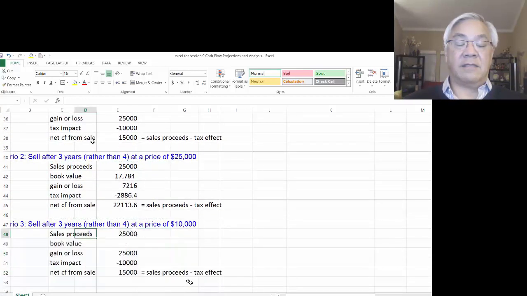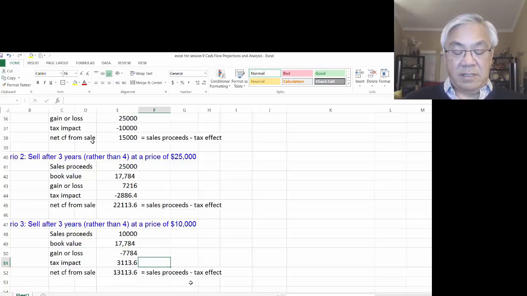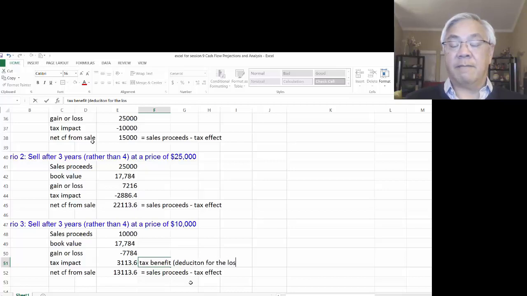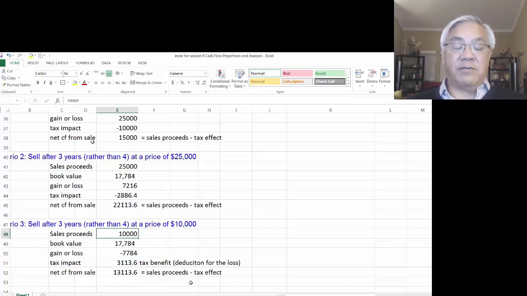So the sales proceeds is 10,000. The book value after year 3 is the same as the previous. So that was 17. We lost money this time, and we have a tax benefit. Just note this is a tax benefit, and it's a deduction for the loss. We have $10,000 in sales proceeds, and we get, in addition, a tax benefit. So our total is $13,113.